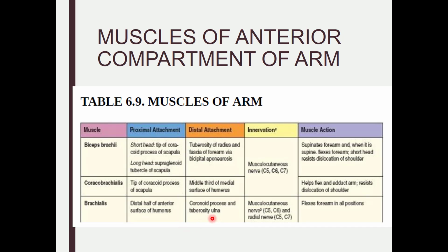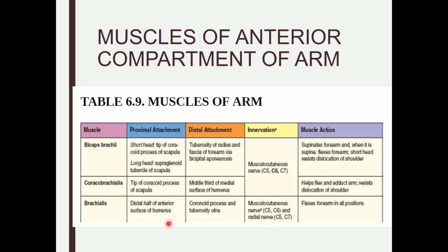Okay, it is inserted over the ulna. Again, the nerve supply is the same: the musculocutaneous nerve and the radial nerve. Okay, C5, C6 musculocutaneous nerve, and the radial nerve C5, C6, C7. It also flexes the forearm in all positions.